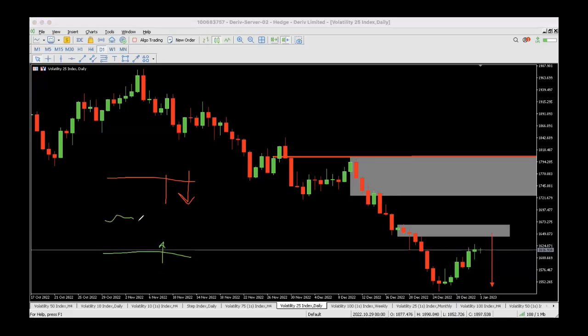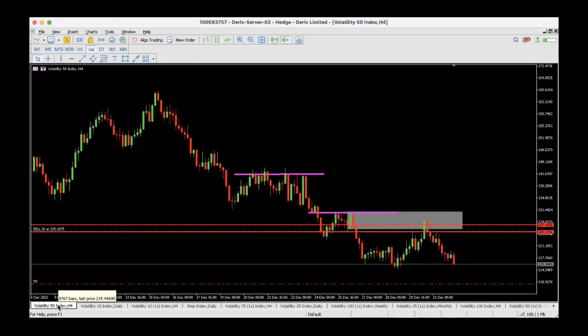If you're in the middle, I call this no man's land, you're not going to be participating. Actually, I'm currently in a trade and it's in profit, and I think it's been in profit for the last 2 days. This is the H4 time frame over here, and you can clearly see that once again, on the H4, we were in a downtrend.